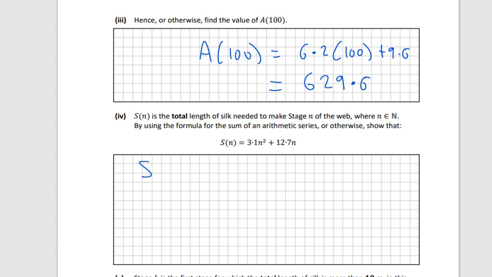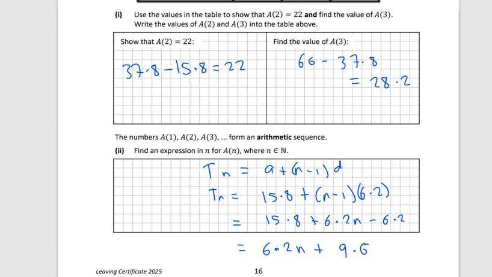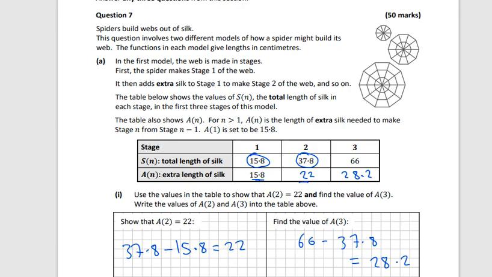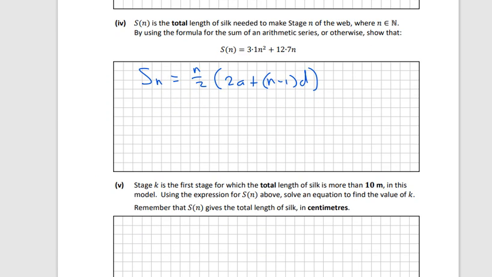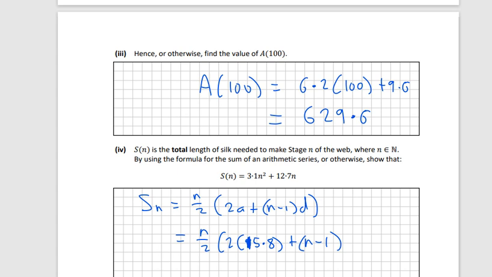Next part, we have to use the Sn formula, and that's in our log tables. It's n over 2, (2a plus (n minus 1)d). You just copy it out, and then we're going to put in the values. For a, the first term, it's 15.8. That's 15.8 plus (n minus 1), and the difference in the Sn.